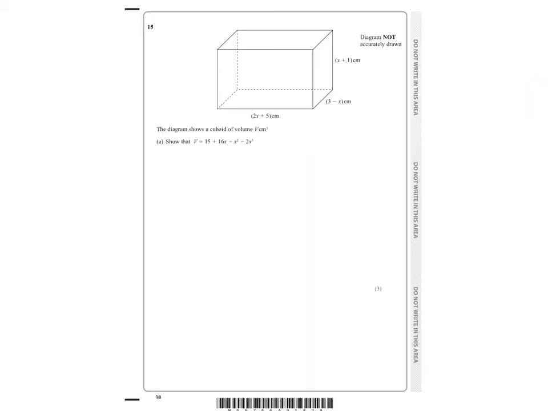Right, so question 15. We're going to find the volume, and it's a show that, so we need to make sure we show every step of our working. So it's already given us what the answer is going to look like. So if you go wrong, you're going to know. And because it's a volume and it's a cuboid, we're going to multiply them all together. Perfect. So 2x plus 5, 3 minus x, x plus 1.